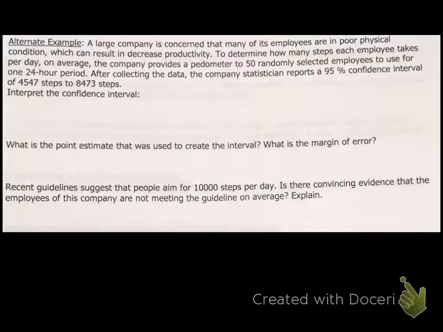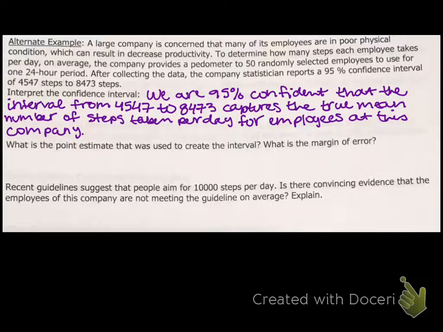A large company is concerned that many of its employees are in poor physical condition, which can result in decreased productivity. To determine how many steps each employee takes per day, on average, the company provides a pedometer to 50 randomly selected employees to use for one 24-hour period. After collecting the data, the company statistician reports a 95% confidence interval of 4,547 steps to 8,473 steps. Interpret the confidence interval. So again, we are 95% confident that the interval from 4,547 to 8,473 captures the true what? The true mean number of steps taken per day for employees at this company. Okay? That's how you interpret the confidence interval.